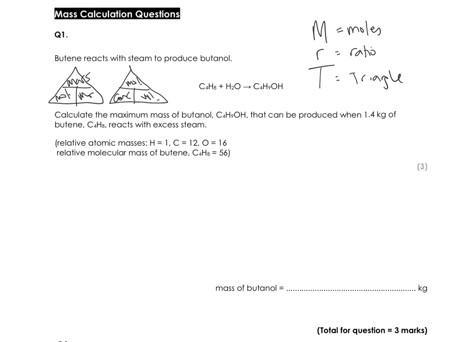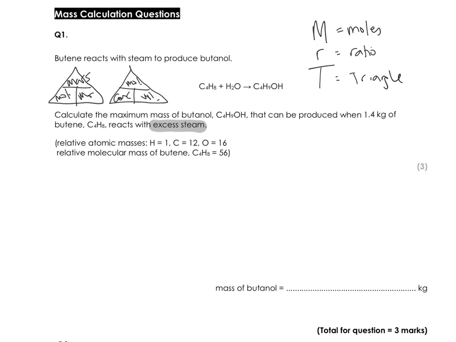So here it asks us to calculate the maximum mass of butanol that can be produced when 1.4 kilograms of butene reacts with excess steam. So this phrase excess steam means that we don't really have to worry about how much steam there is. If there's excess steam, that means there's more than enough steam to react with the butene that we've got.